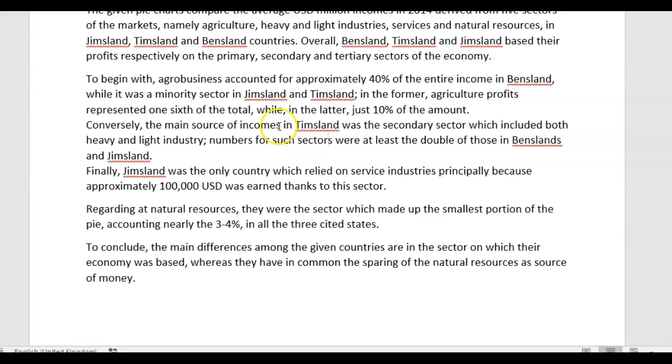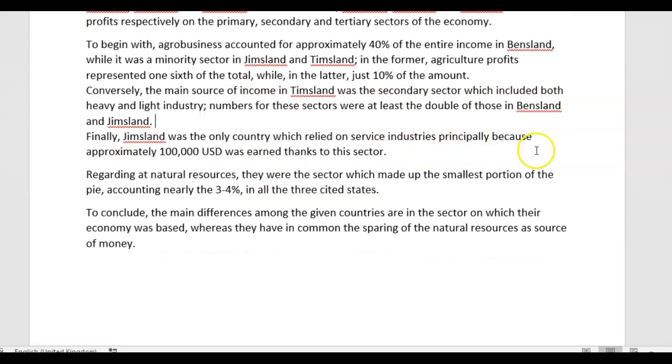Conversely, the main source of income, no, you don't need the plural, in Teamsland were the secondary sector, which included both heavy and light industry. Numbers for these sectors were at least the double of those in Bensland and Jimsland. I think this is a typo. Very, very nice observation.